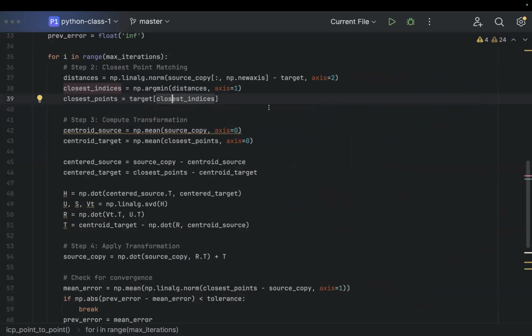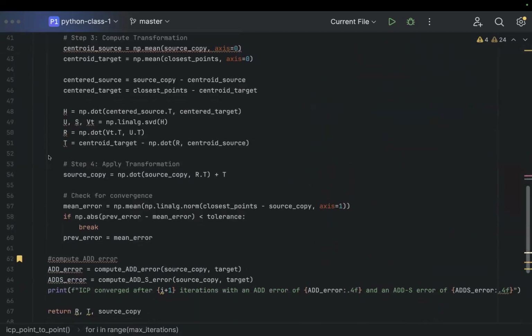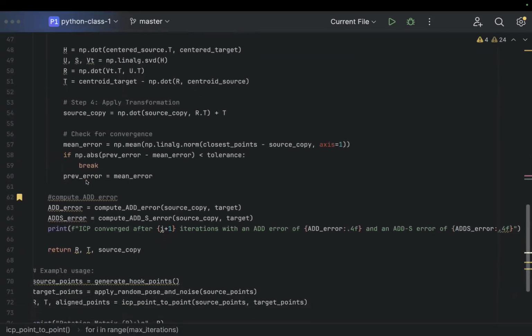We find the centroids, we remove the centroids, we do the decomposition of the covariance matrix. We get U and VT, and we find the rotation, and then we find the translation by using the centroid target minus R times the centroid source, right? Because of the inverse of the rotation translation transformation. And then we apply the transformation, and there we go.